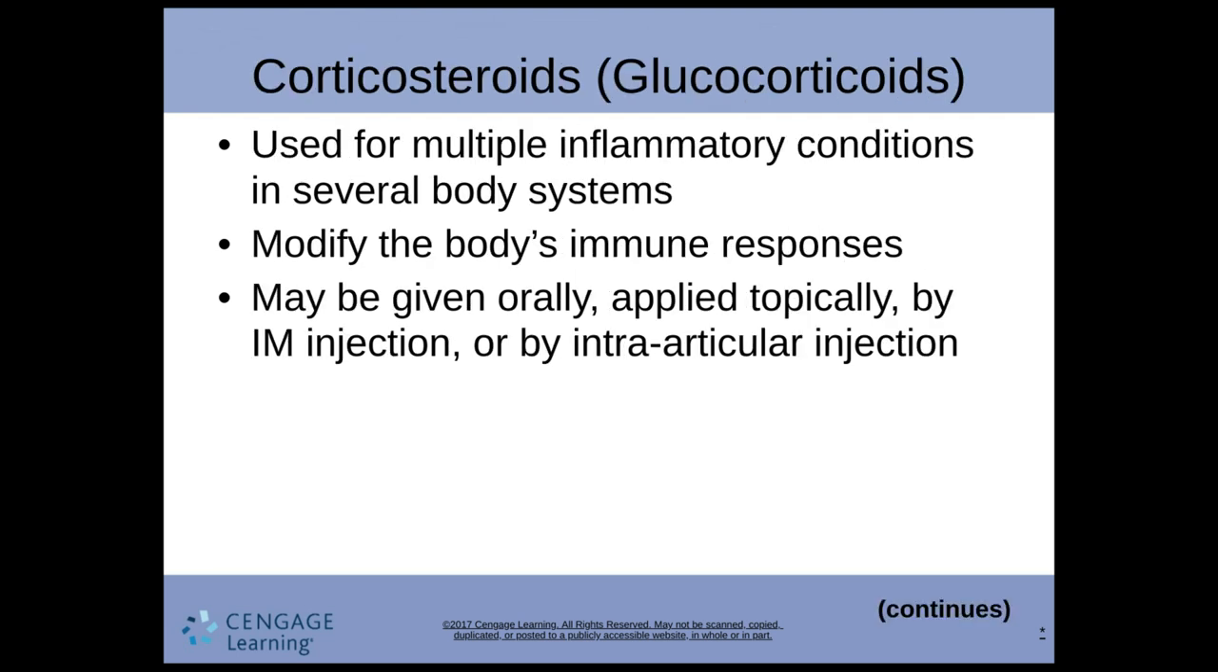Corticosteroids or glucocorticoids. These are used for multiple inflammatory conditions in several body systems. They modify the body's immune responses. So it may be given orally. It could be applied topically with like a gel or a cream, that kind of thing, right? Or by an intramuscular or IM injection, or by an intraarticular injection. So like an IV, okay? But it's into the artery. Okay, so anyway, a steroid is something that's going to help to bring down that inflammation because it helps the immune system either up or down, kind of what it needs to do.